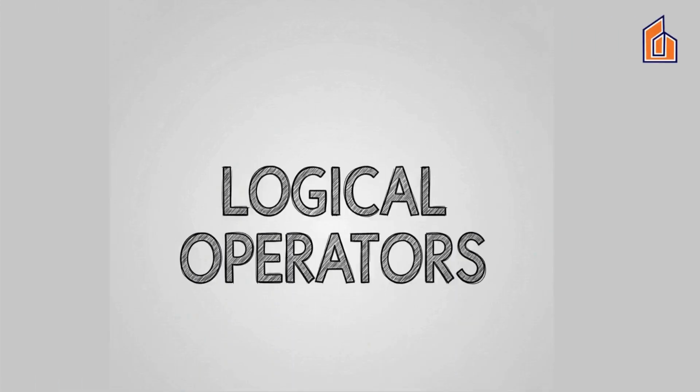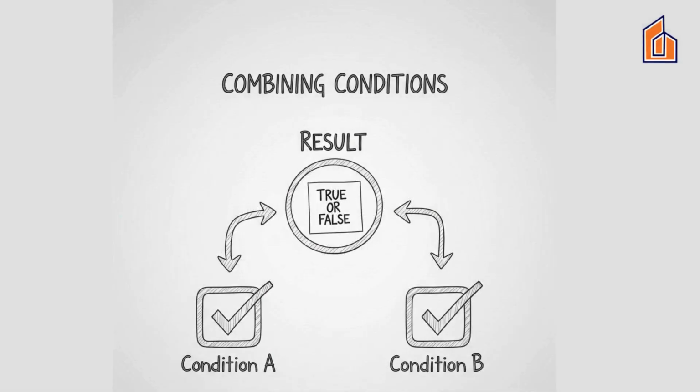Let's go for the logical operators, which are used for combining conditions. They help us check if multiple things are true or false at the same time. It's like saying, do both conditions match, or at least one, or neither? Now let's code it to see how it works.